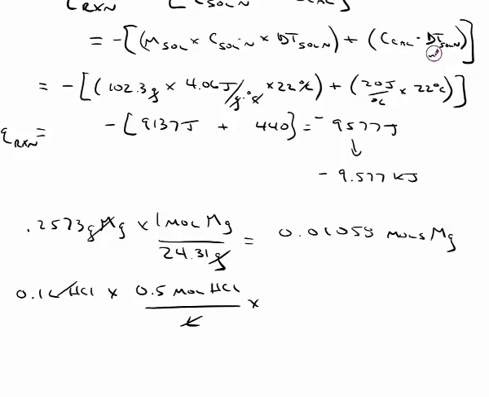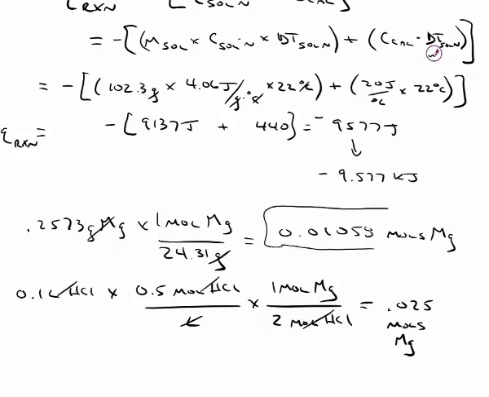So in the problem, I know there is 1 mole of magnesium for every 2 moles of HCl, and that is from the balanced chemical equation. And when I do the math here, I get 0.025 moles of magnesium. So this volume of HCl, this 0.1 liter HCl at half molar strength, would require 0.025 moles of magnesium to completely react. We have way less than that. We only have 0.01058 moles of magnesium. That means the limiting reactant in this problem is the magnesium.